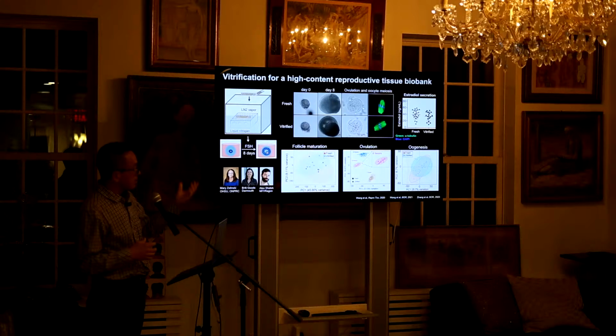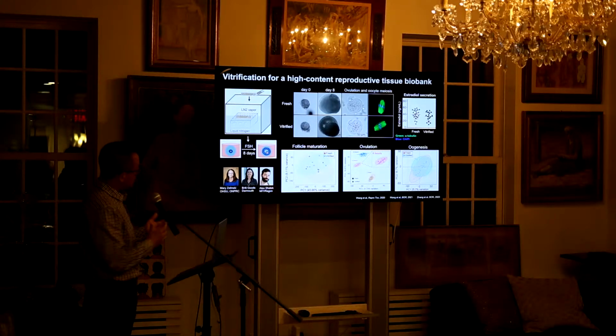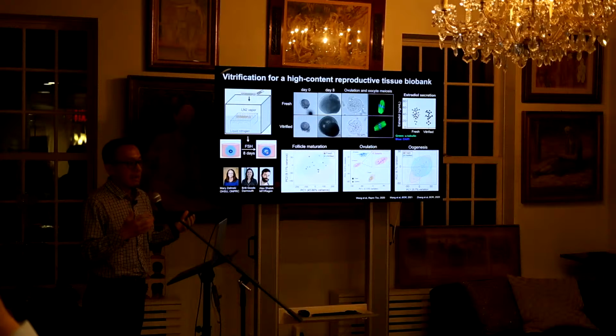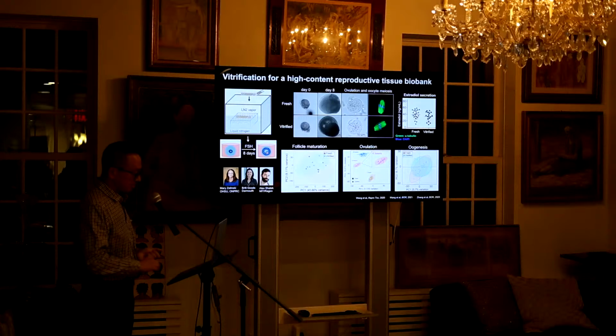So that means this vitrification method works pretty well. If you are interested, I'm happy to share all the protocol with you. And vitrified follicles might be able to provide an additional option for IVF or fertility preservation.